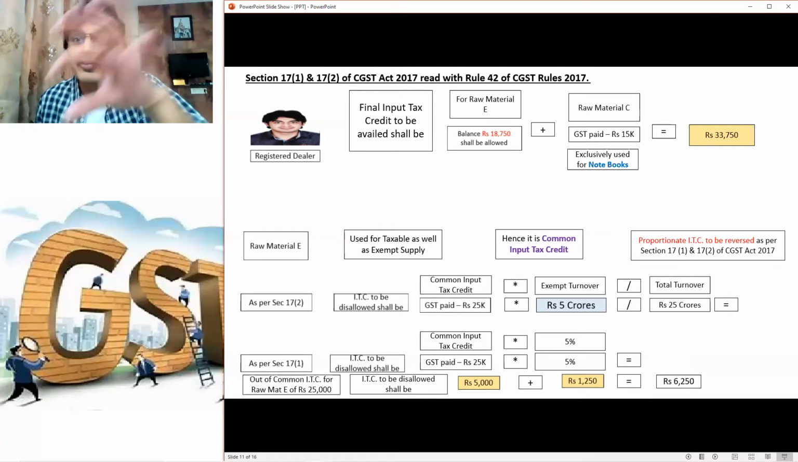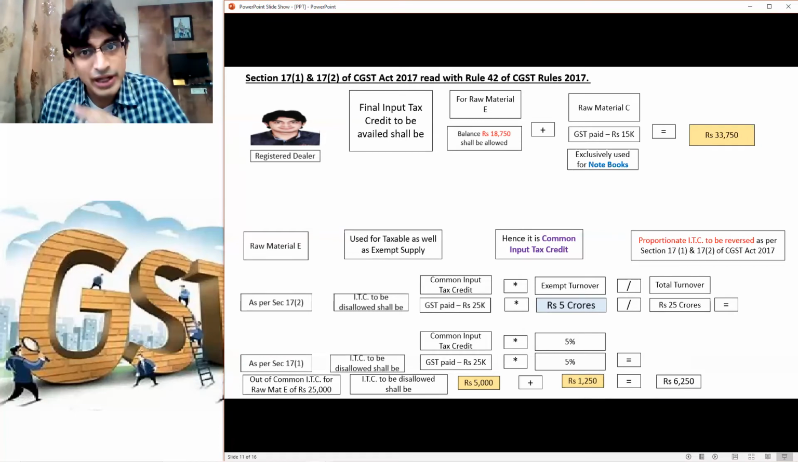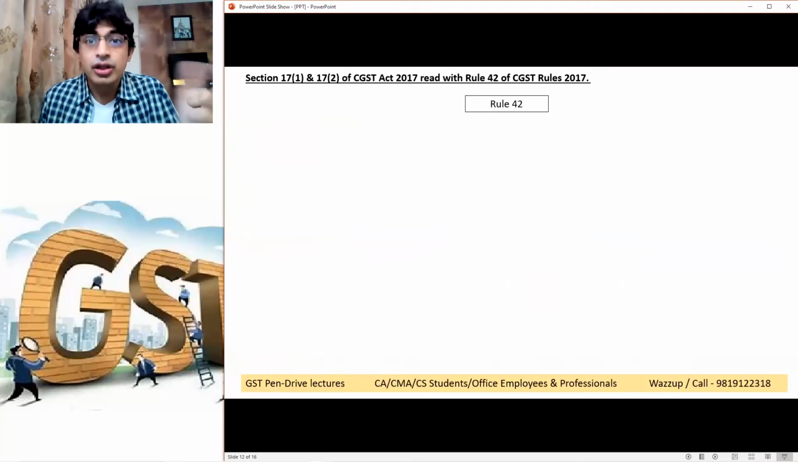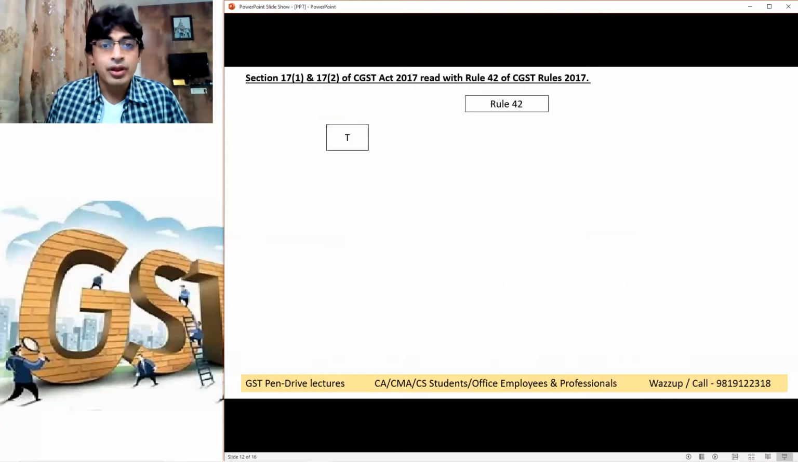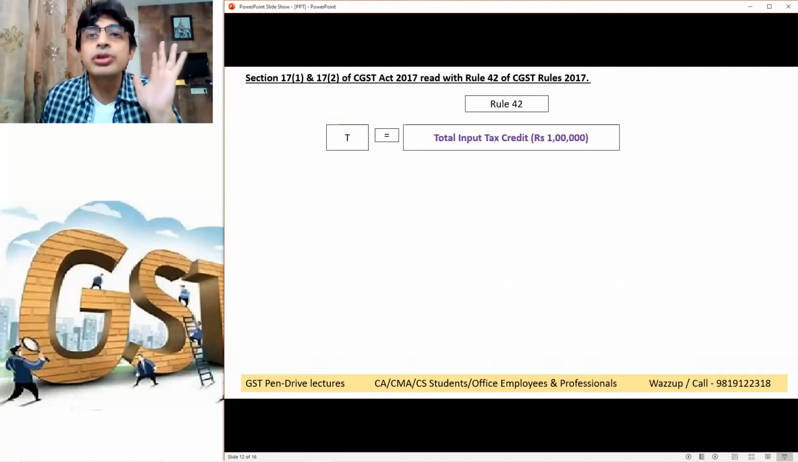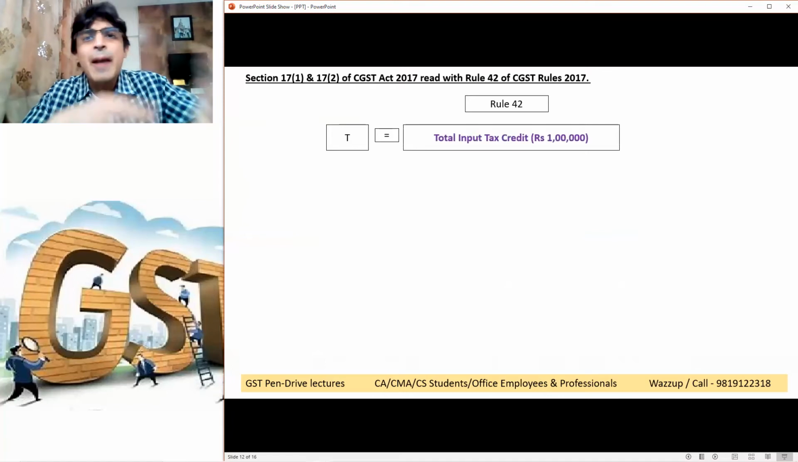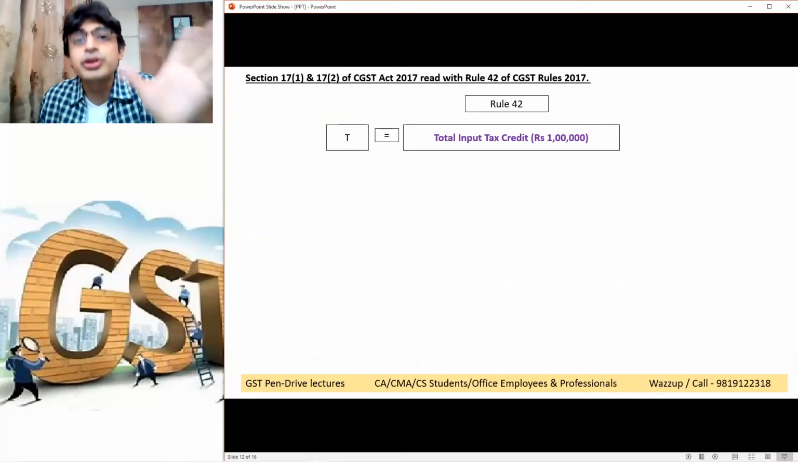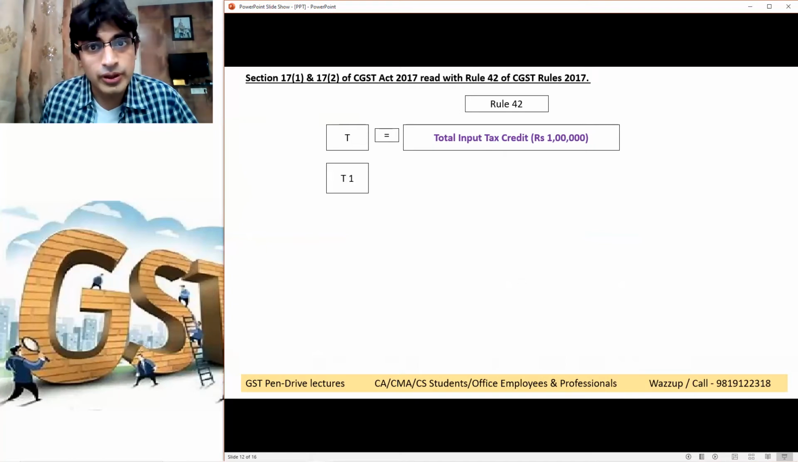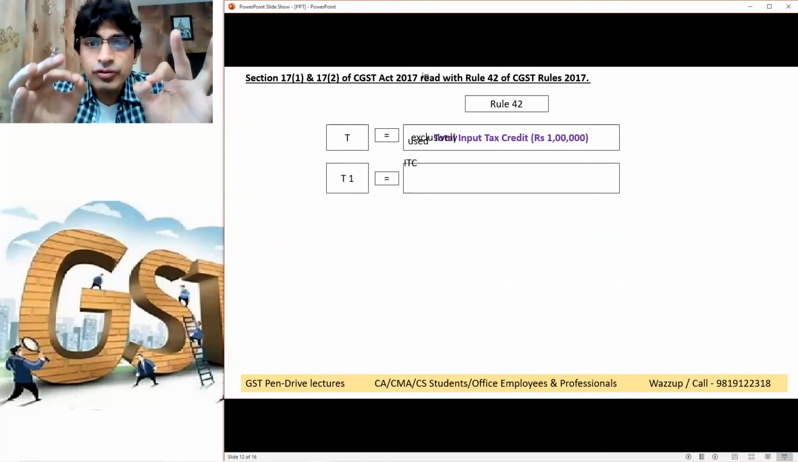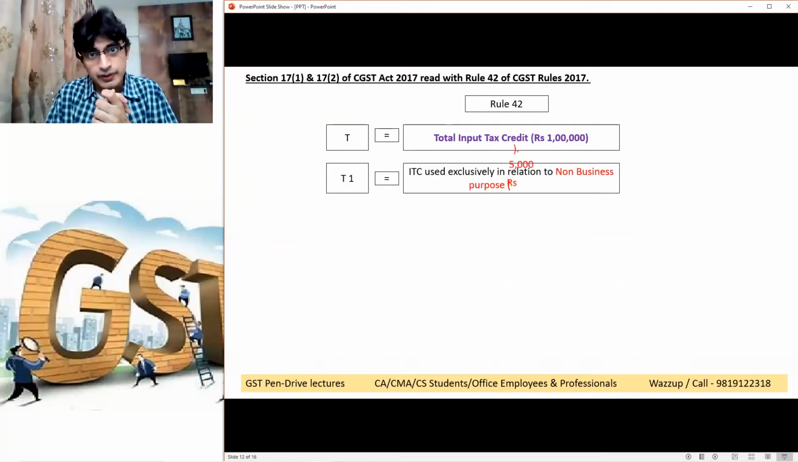Now, how this is given in the Act. The same example I will explain through the Act. Rule 42, how they have given it. They have mentioned T, T1, C. In the GST Act, it is given, say T. T is given as total input tax credit. जो भी आपका total ITC, eligible, non-eligible, common, etc., everything. Total ITC, say 1 lakh rupees. T1 वो ITC है which is exclusively used for non-business purpose.